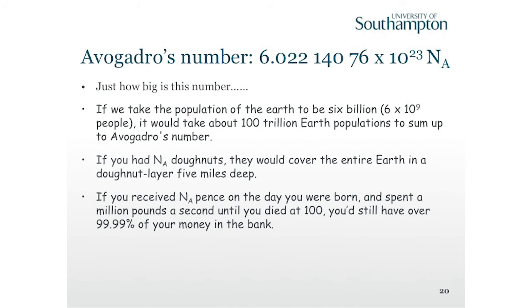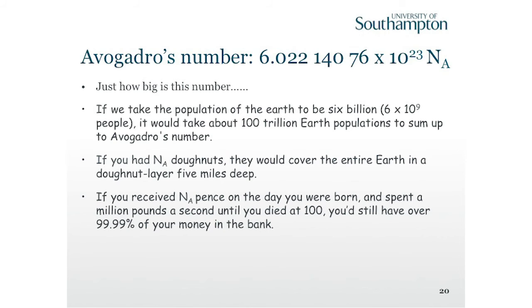So how big is Avogadro's number? Well, there is loads of stuff out there that you can check on the internet. Here's just a few examples on this slide. If you took the population of the Earth as being 6 billion, it would take about 100 trillion Earth populations to sum up to Avogadro's number. So it gives you some idea of how enormous it is.